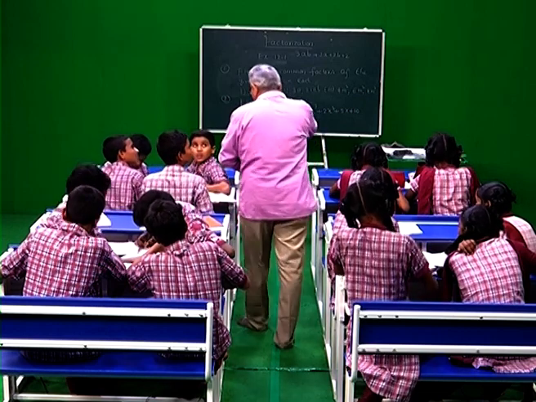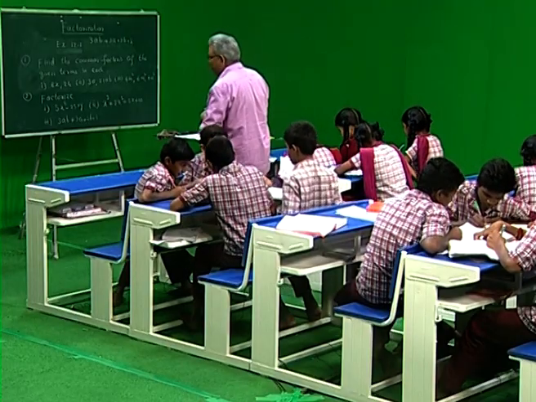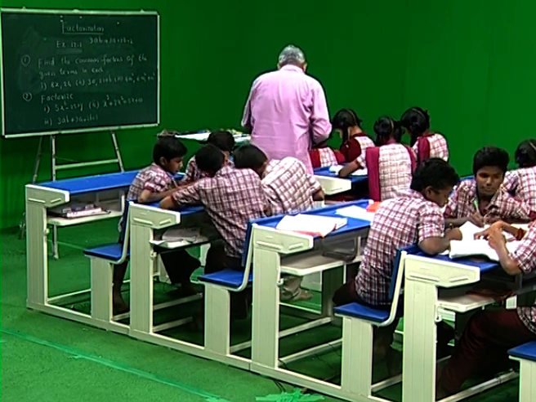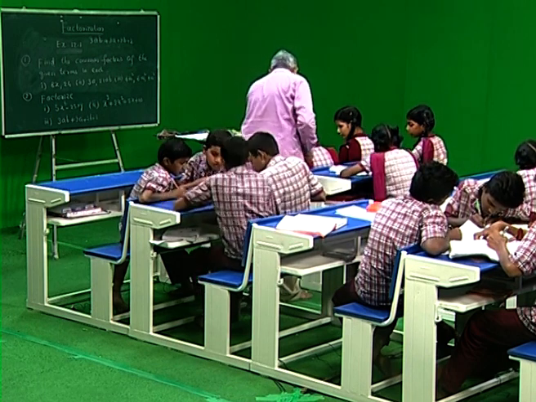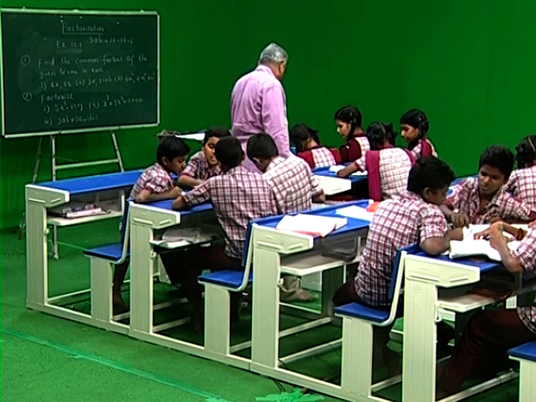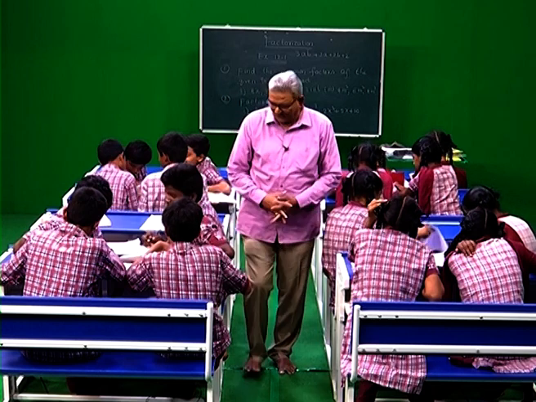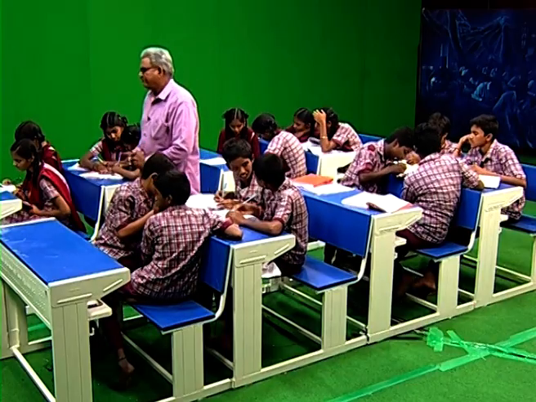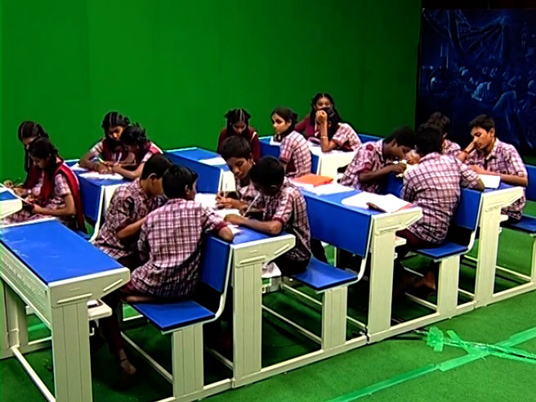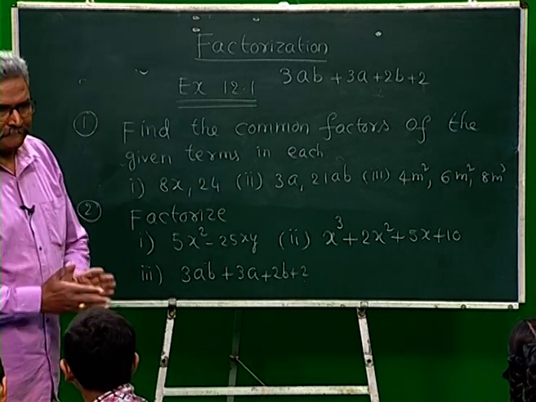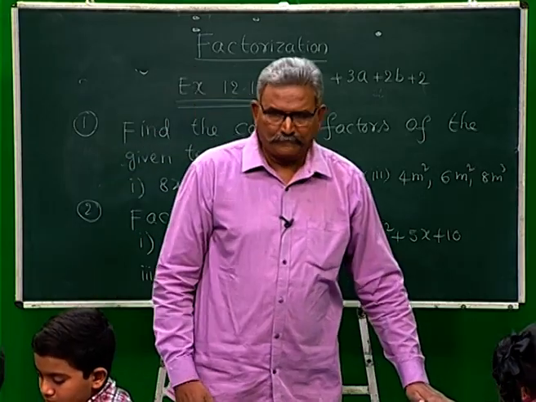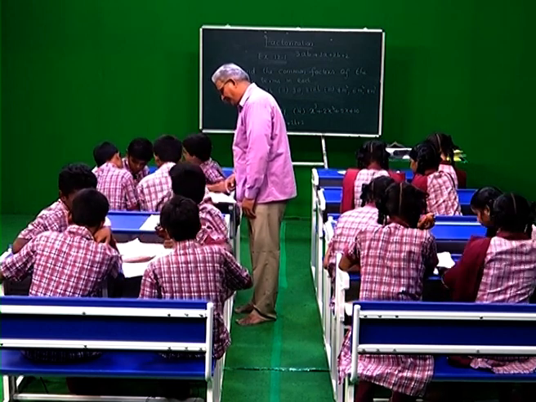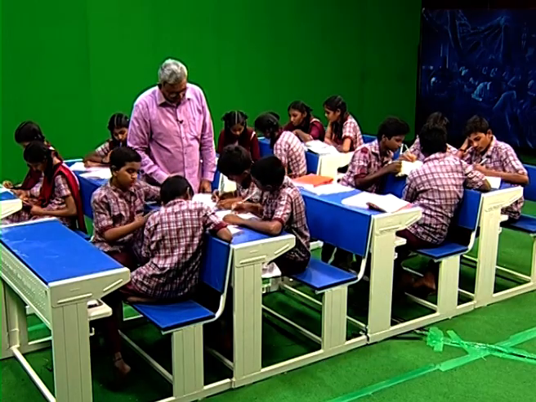Yes. So you just mark them round. So that means which are common to both 8x and 24. Next. 3 and A also. 3 comma A, right. That's all. 3 comma A. Yes, common factors round. Mark them. 3 comma A.